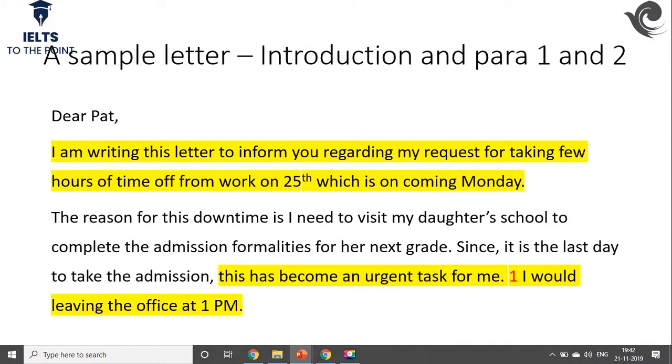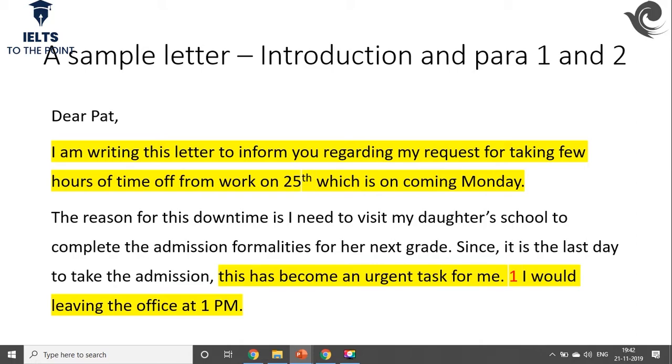That's not how we write it. So don't say "25th, which is on coming Monday." That's an issue. Also, since you have such a long statement, it's very difficult to understand what you want to say exactly. Now, coming to the next paragraph.